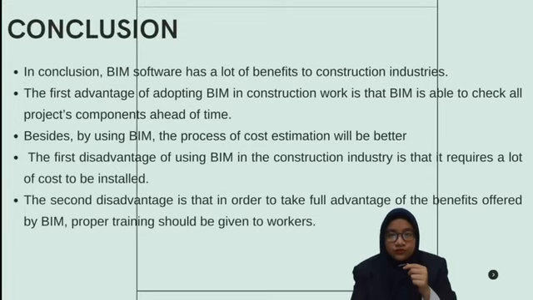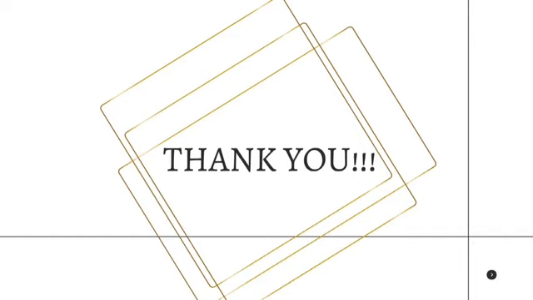In conclusion, BIM software has a lot of benefits to the construction industry. The first advantage of adopting BIM in construction work is that BIM is able to track all project components ahead of time. Besides, by using BIM, the process of cost estimation will be better. However, BIM also has its own flaws. The first disadvantage of using BIM in the construction industry is that it requires a lot of cost to be installed. The second disadvantage is that in order to take full advantage of the benefits offered by BIM, proper training should be given to workers.